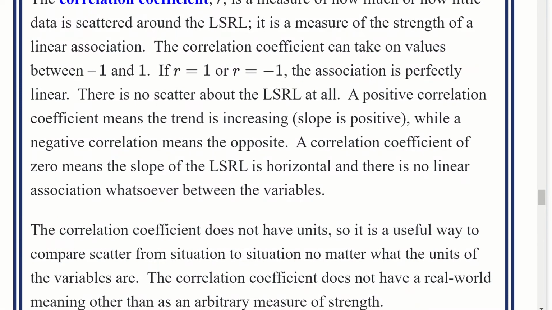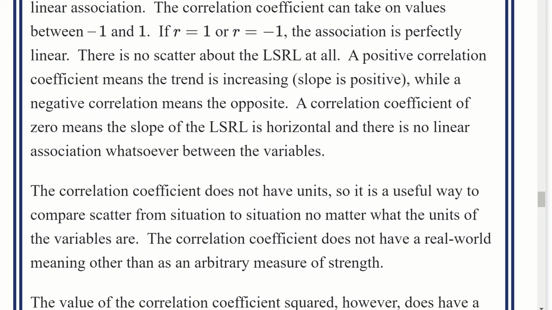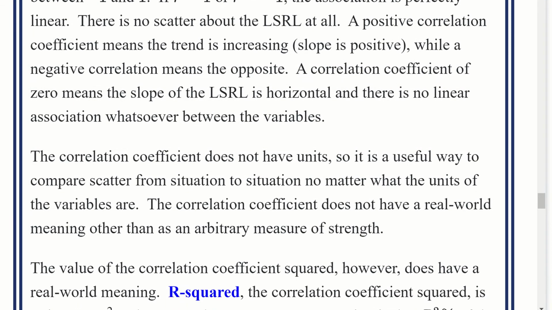A correlation coefficient of 0 means the slope of the LSRL is horizontal and there is no linear association whatsoever between the variables. The correlation coefficient does not have units, so it is a useful way to compare scatter from situation to situation, no matter what the units of the variables are. The correlation coefficient does not have a real-world meaning other than an arbitrary measure of strength.